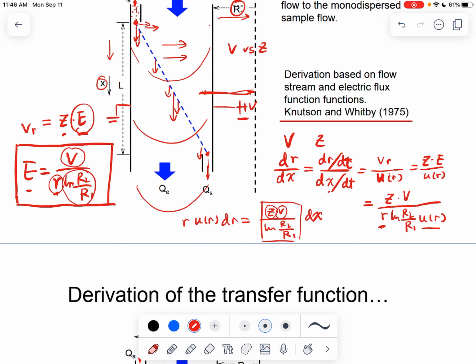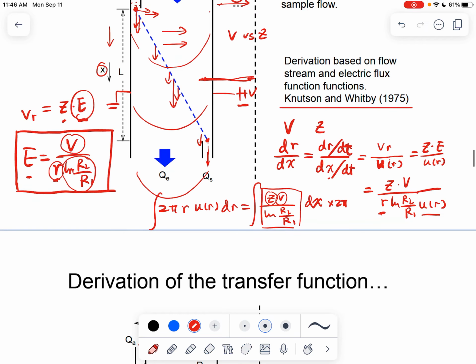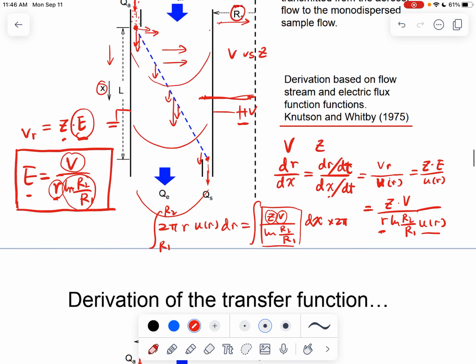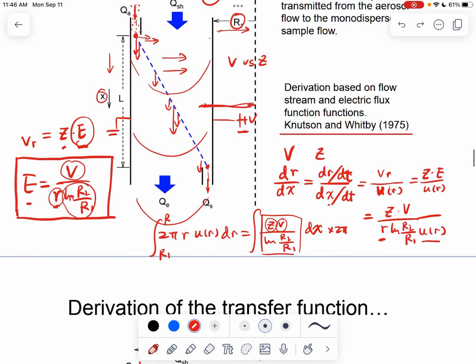They're not a function of X or R, right? And then R2 and R1 are constants too. So basically, this is a constant, and then the R is always changing. So now what we can do is multiply 2 pi on both sides and then do an integration. So integration is from R1 to R2.